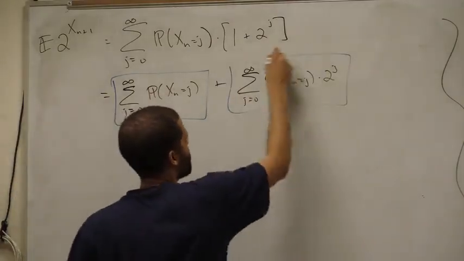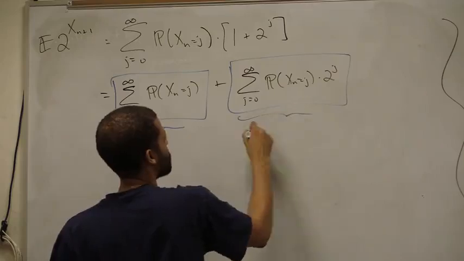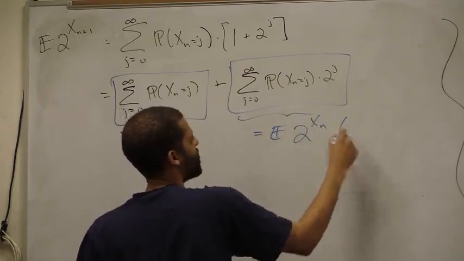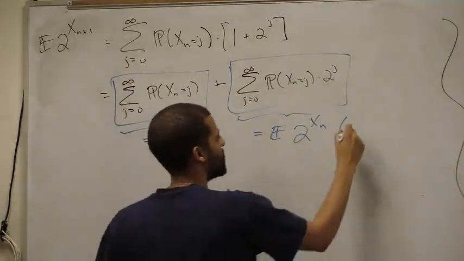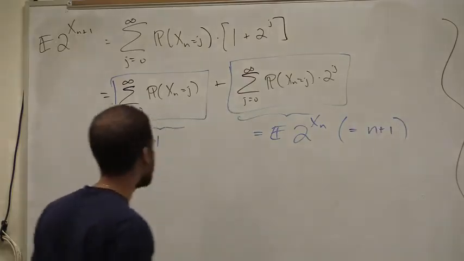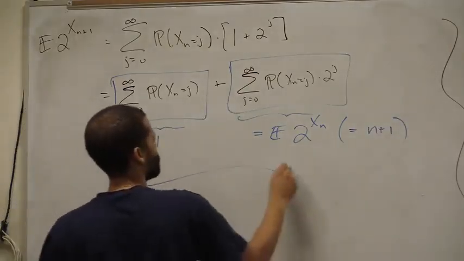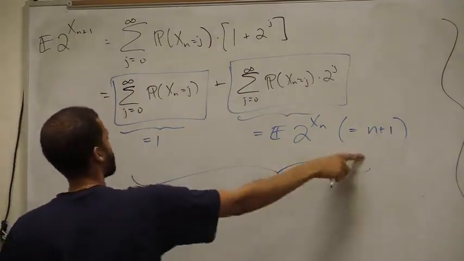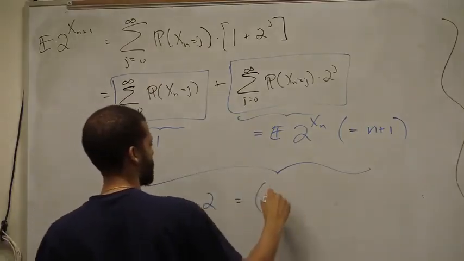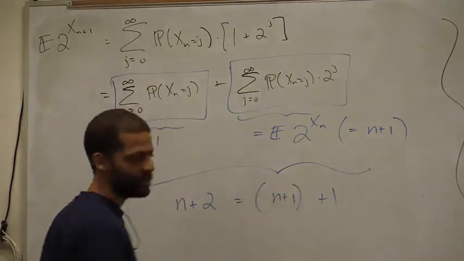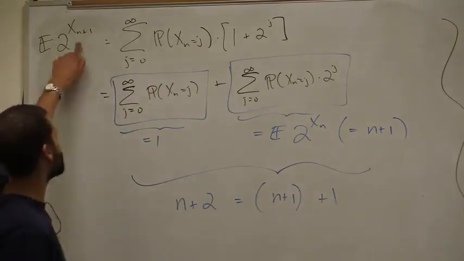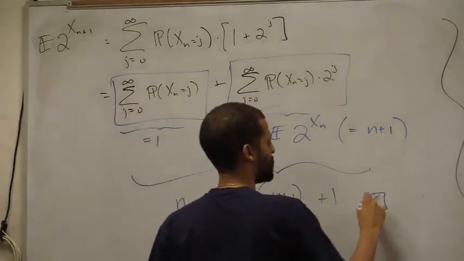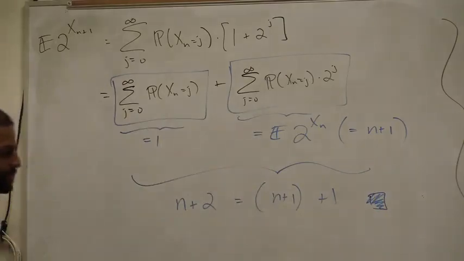And this is, by definition, just equal to the expectation of 2 to the xn, which we know by the inductive hypothesis is equal to n plus 1. Therefore, overall, this expectation is equal to n plus 2, right? N plus 1 plus 1 is n plus 2, which is what we wanted. The expectation of 2 to the xn plus 1 is equal to n plus 1 plus 1. That's exactly what we wanted to show with our induction, so we're done.